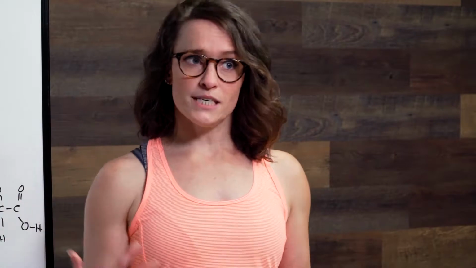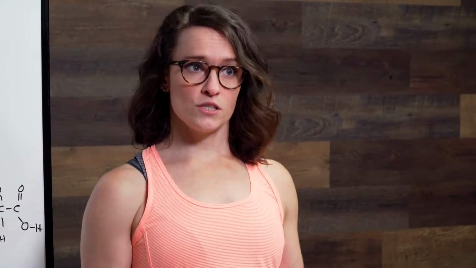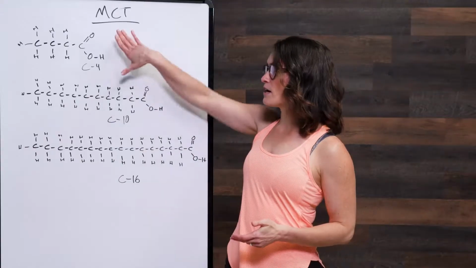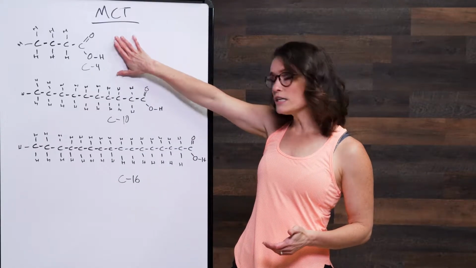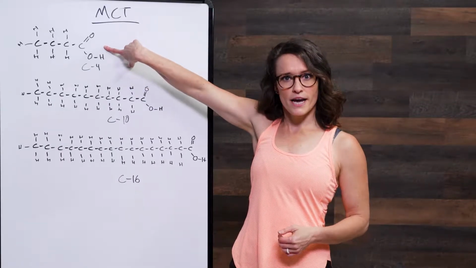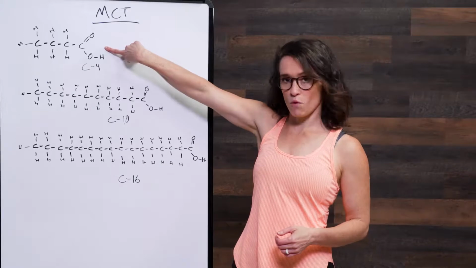So first off, MCT stands for medium chain triglyceride. We're going to back it up a step, though. We're not going to talk about triglyceride, we're just going to talk about medium chain. When we talk about fats, they're usually referred to by their chain length. Up here, this is a short chain fatty acid. It has 4 carbons, and that's what determines the length of the fatty acid. So this is a C4 because it has 4 carbons.